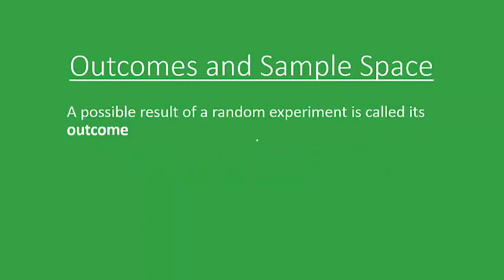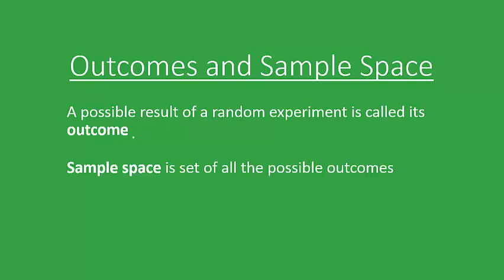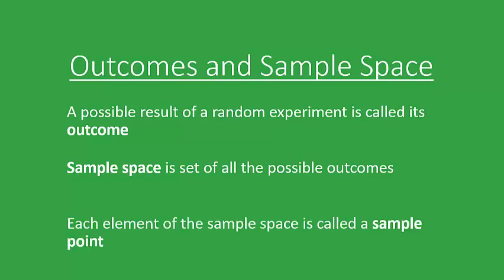Next, we look into another terminology, which is outcome. The possible result of the random experiment is called the outcome. Next is the sample space, which contains all the possible outcomes of a particular random experiment, and each element is called a sample point. This particular term is very important and very easy to write. Generally, the question focuses on writing the sample space and choosing the sample points of the required experiment.